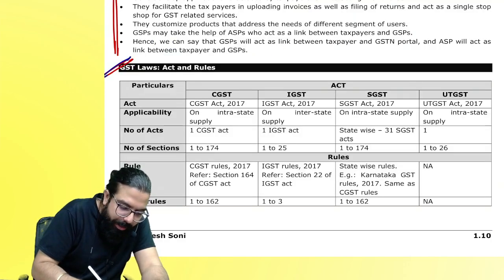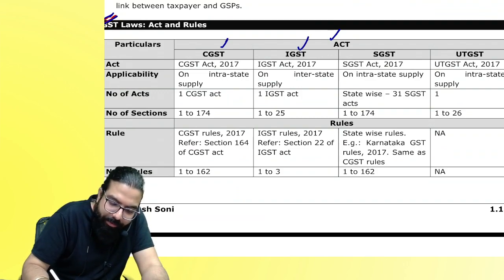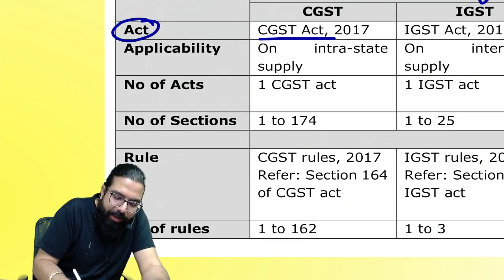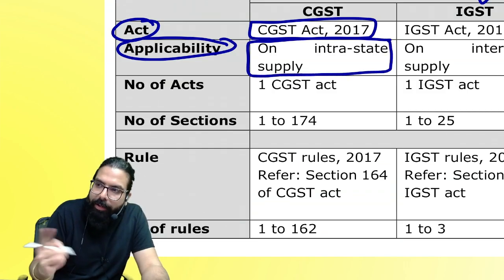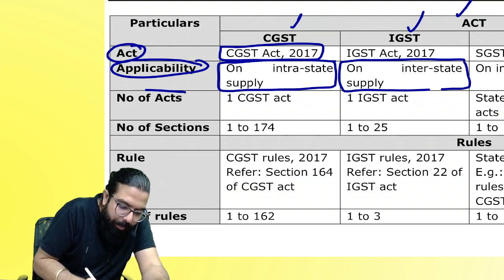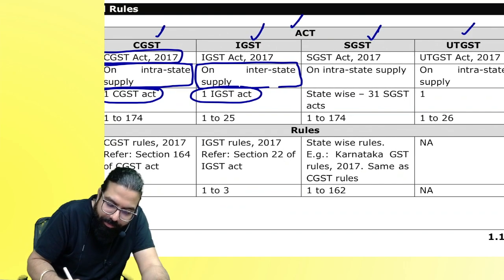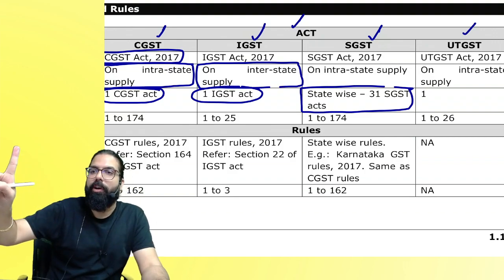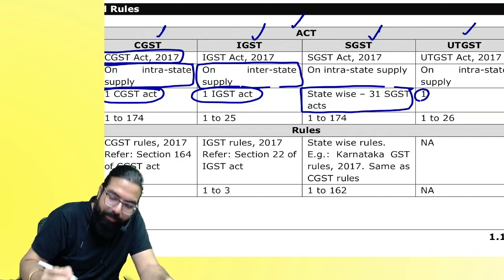Now, please come back, everyone. Here there is something which I have gone ahead and done. How many types of Act are there? One is CGST Act, IGST Act, SGST Act, and UTGST Act. CGST Act is applicable on intrastate supply. Yes or no? For inter-state, what is there? IGST Act. Correct, everyone? How many CGST Acts are there? One. How many IGST? One. SGST? How many UTGST? For all the UTs, only one. To collect UTGST, you should have an Act? No. So only one UTGST Act is there.